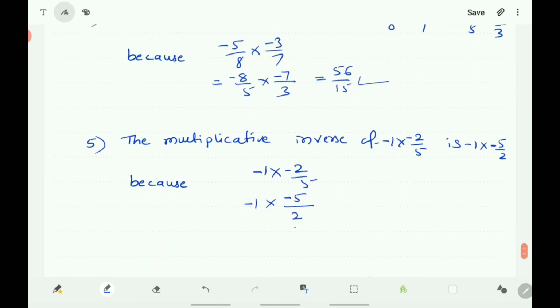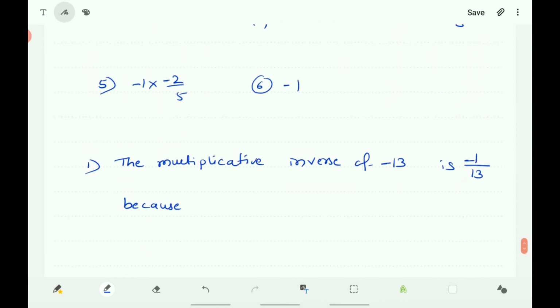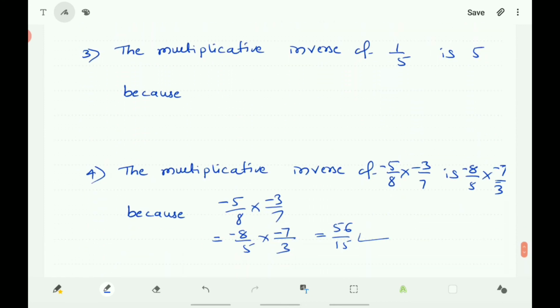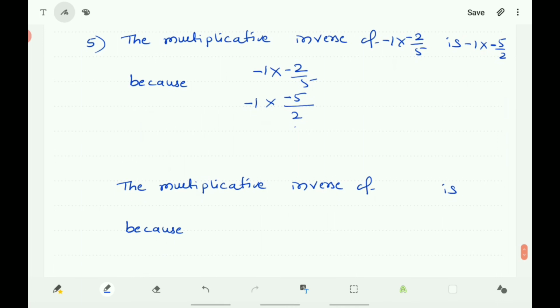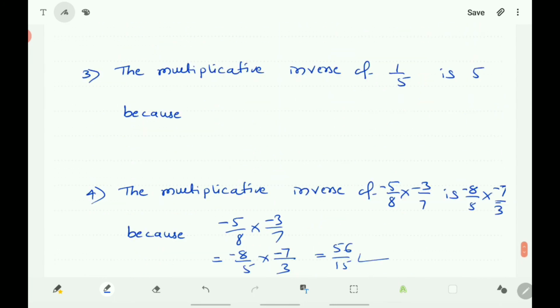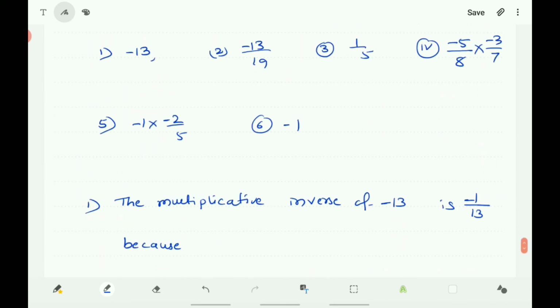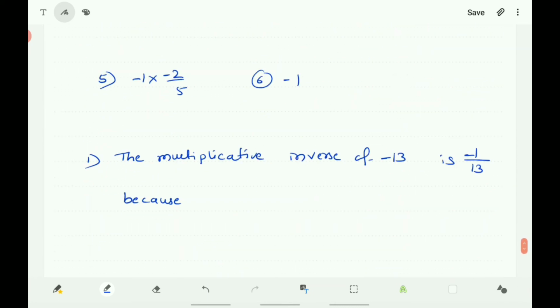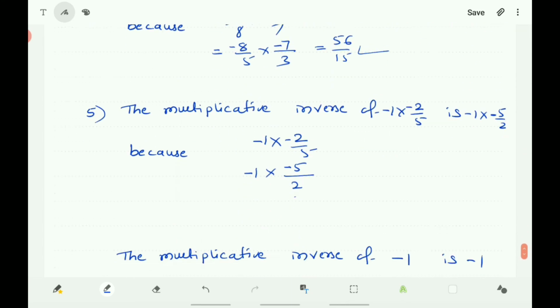Next, the multiplicative inverse of minus 1. You know that multiplicative inverse of minus 1 is minus 1, because minus 1 into minus 1 becomes 1, which is the multiplicative identity. Therefore, minus 1 is the multiplicative inverse of minus 1. And that completes the multiplicative inverse of some numbers.